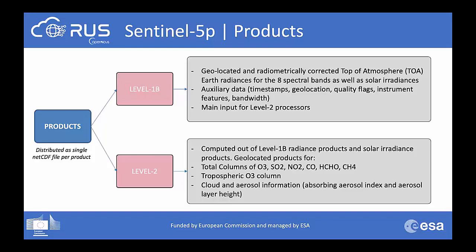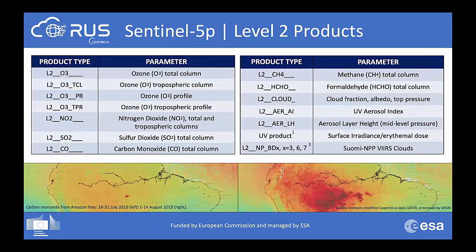So in this list you can see the full list of level 2 products. On the left side of the table you can see the acronym that is used to describe that product type, and on the right side the name or the short name of the parameter that is retrieved. As you can see, there are different products for ozone. There are also the level 2 products for nitrogen dioxide, carbon monoxide, etc. So as you can see, a very extensive list.